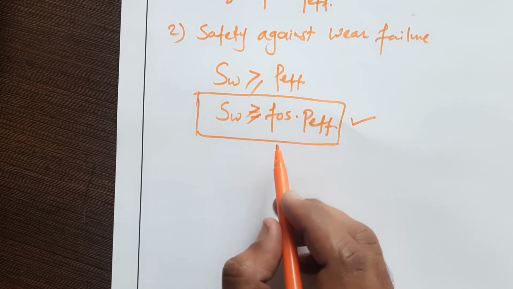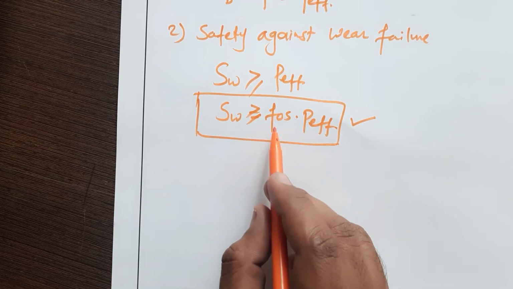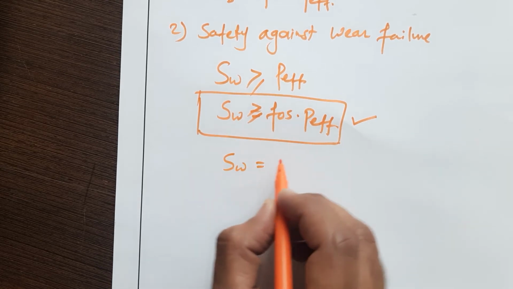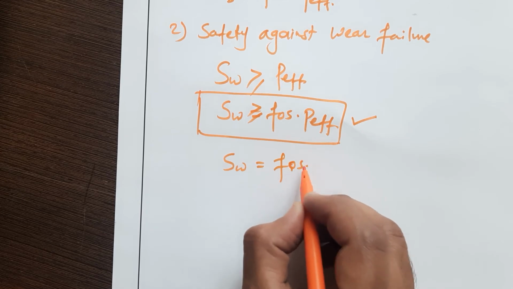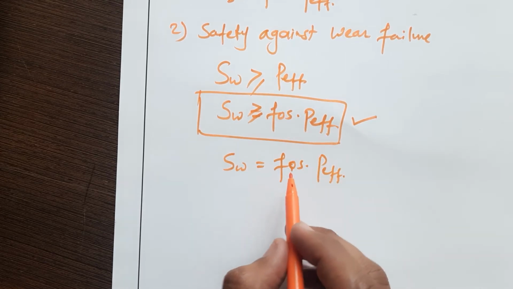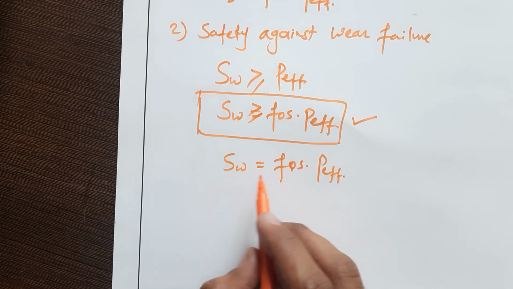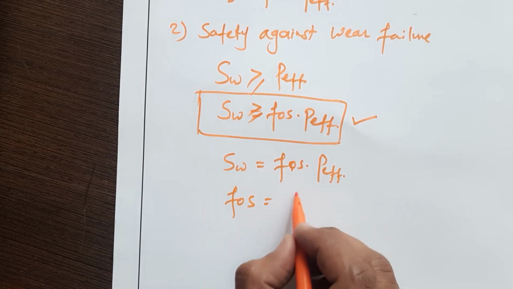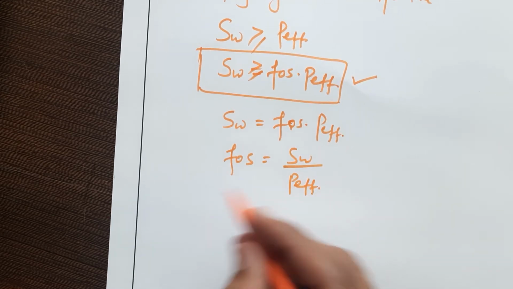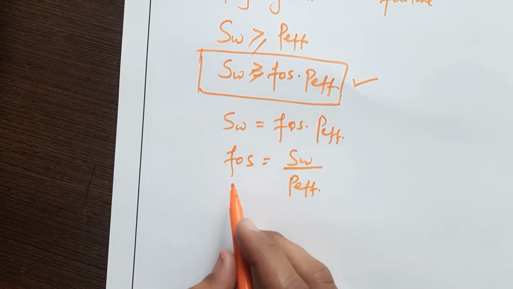against pitting or wear. And if you want to find the factor of safety, you can equate it: wear strength is equal to factor of safety into P effective. So if you have designed the gear pair and you want to calculate factor of safety, you will get factor of safety is equal to wear strength divided by P effective. In this way you can calculate factor of safety against wear failure.